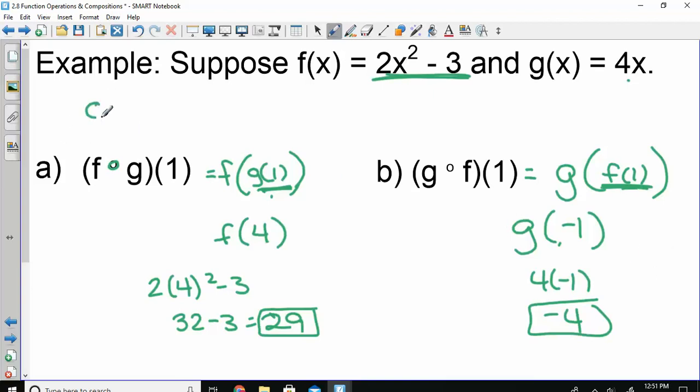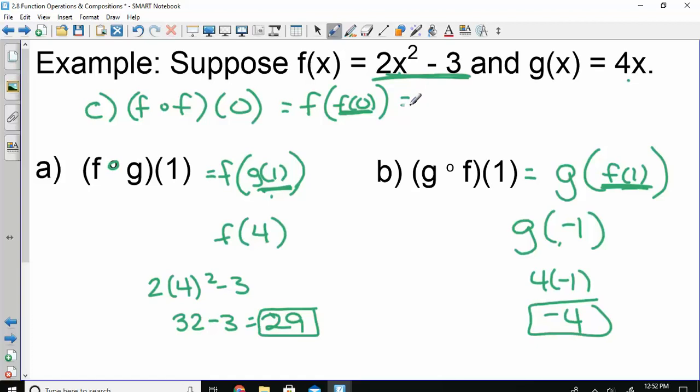You don't have to plug into different functions. I could say, what if I said f composed with f of 0? What does that mean? You would solve f of 0 and put that answer into f. Perfect. So f of 0, if I plug a 0 into f, I get -3. Then f of -3, if you plug a -3 in, -3 squared is 9, times 2 is 18, minus 3 is 15. So you can plug into the same function repeatedly.